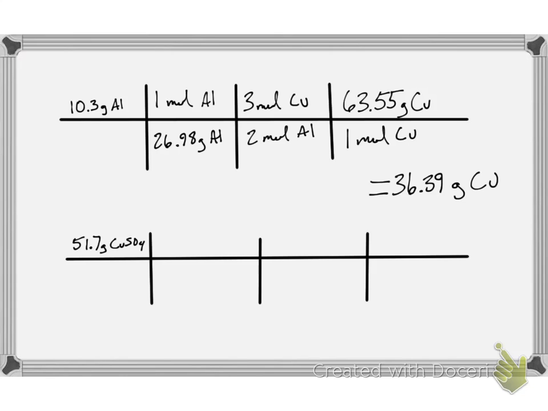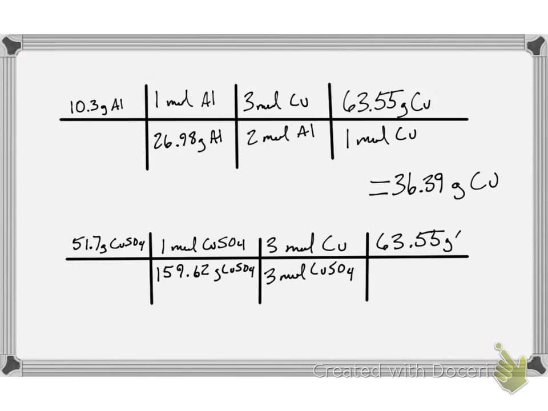We've got to convert that again to moles. Our mole ratio is our conversion to convert it to moles. 1 mole of copper sulfate has a mass of 159.62 grams. We notice that for every 3 moles of copper that come out, we put 3 moles of copper sulfate in, and this is something you want to pay attention to. And again, 1 mole of copper has a mass of 63.55.